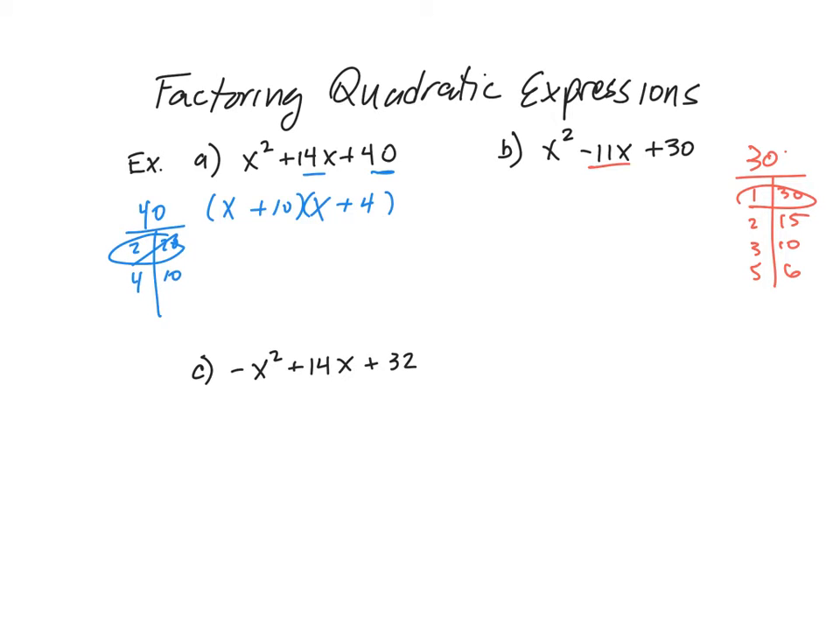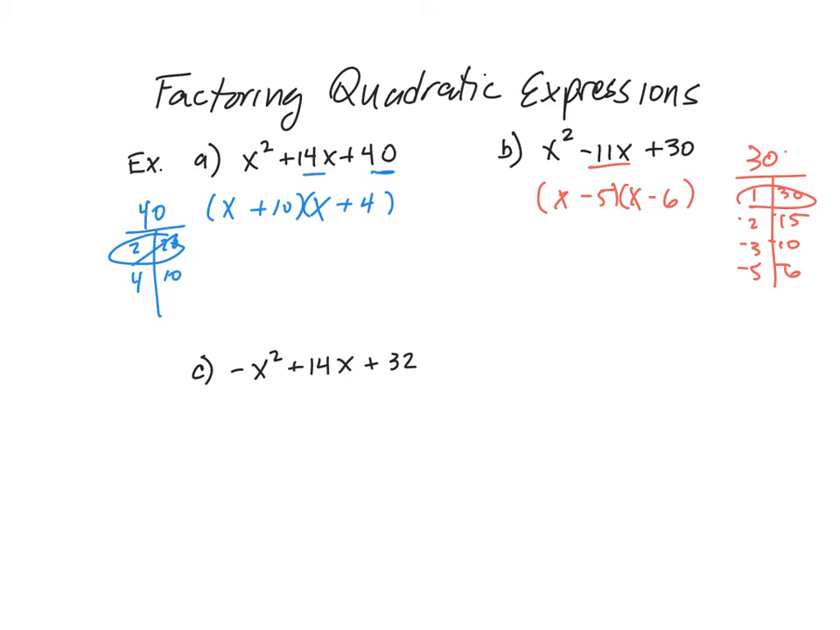So I want to make sure that I have a negative 2 times a negative 15. When I combine that, that's negative 16. I have a negative 3 times a negative 10, which is negative 13. And finally, I get down to here, a negative 6 times negative 5 gives me a positive 30, and it will add to negative 11. So my factored form ends up becoming x minus 5 times x minus 6.